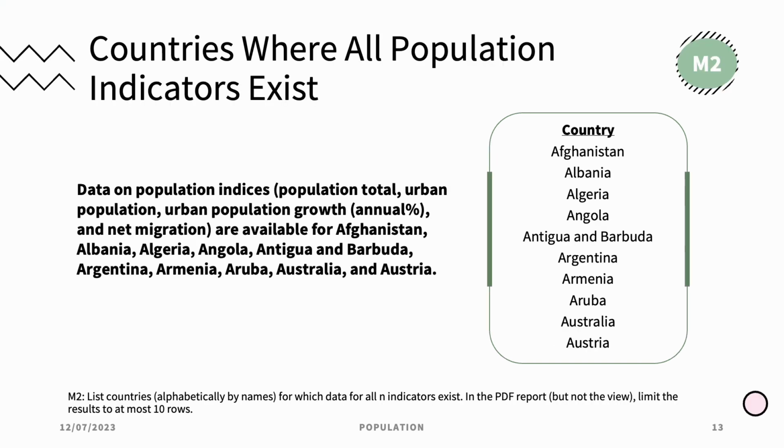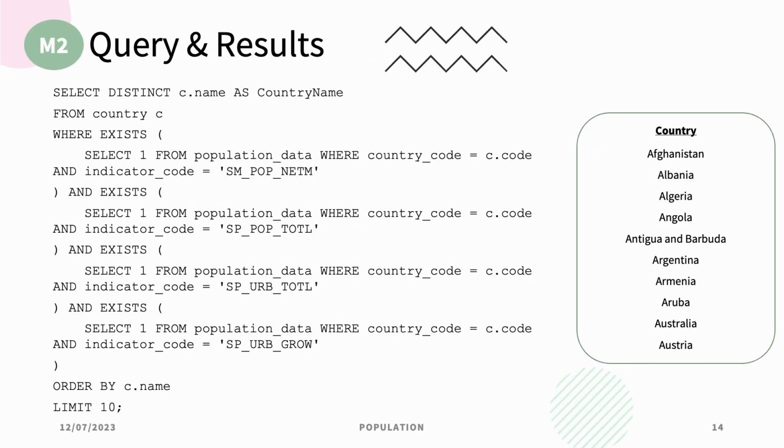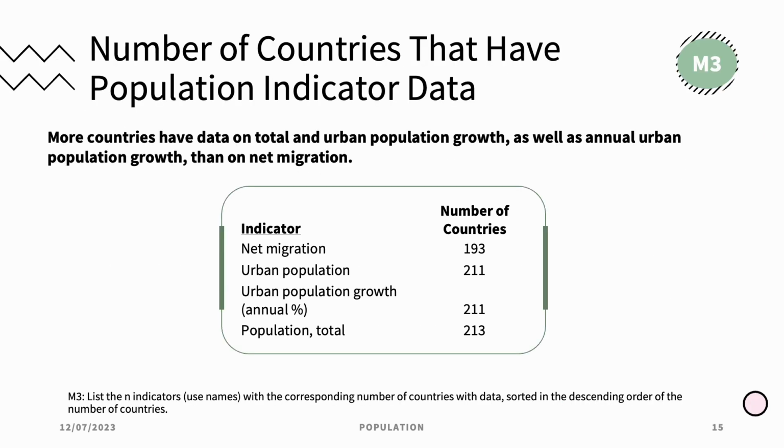For M2, we looked into countries that have data for all 4 indicators. These are on the graph right here. You can see we have countries with all 4 indicators in population total, urban population growth, and net migration. And this is the code that we ran to get our data.